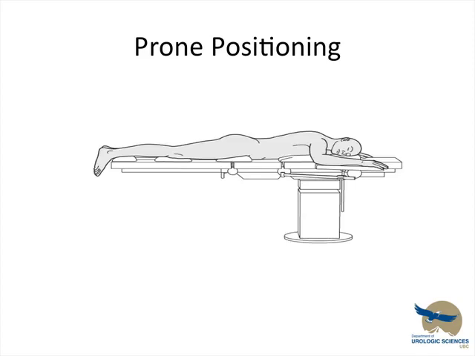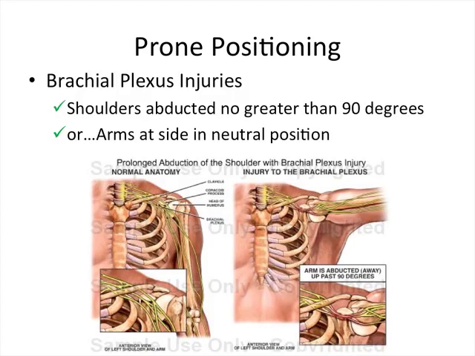As Dr. Patterson was saying, the prone position is prone to complications. The unique anatomic regions that are at risk is mainly the brachial plexus. When you're positioned prone, it's very important that, again, you don't hyperextend the shoulders, or you keep them tucked in the neutral position at the side.